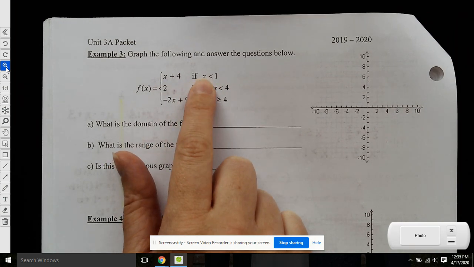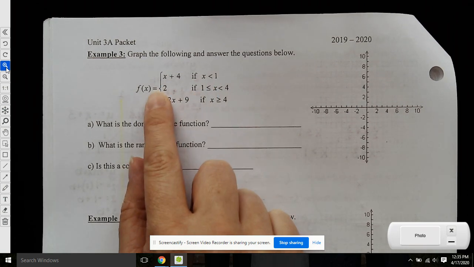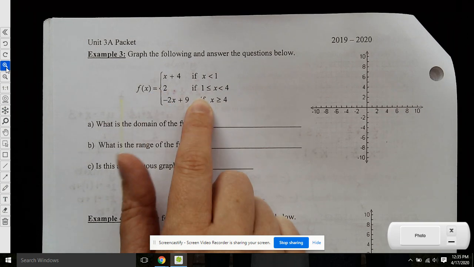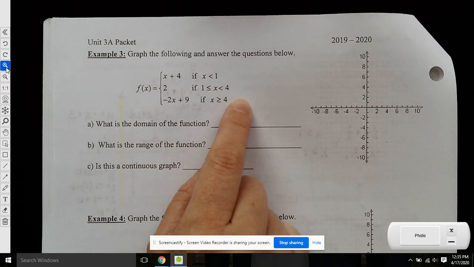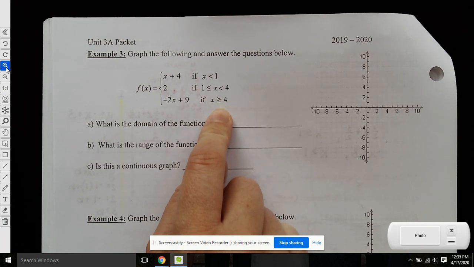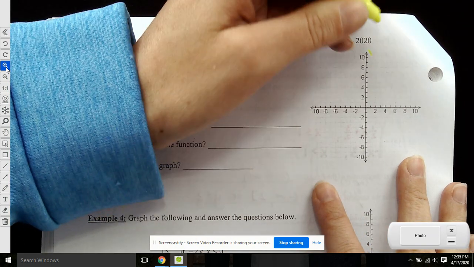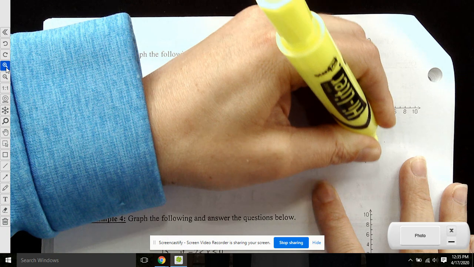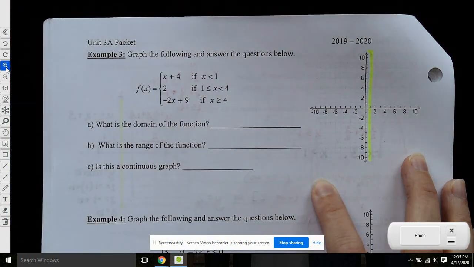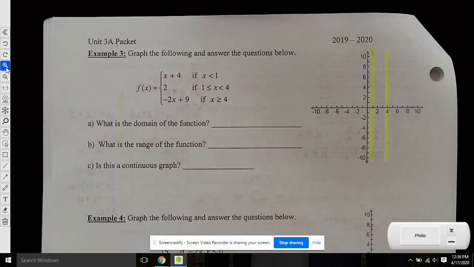1. Notice if x is less than 1, I have x plus 4. But once x equals 1 or is greater than 1, I get the value of 2. And then I have another change in function at 4. So if x is less than 4, I have the function of 2. If x is greater than or equal to 4, I have negative 2x plus 9. So I'm going to go ahead and make my boundary points at 1 and 4. So this just tells me where I'm going to change functions.